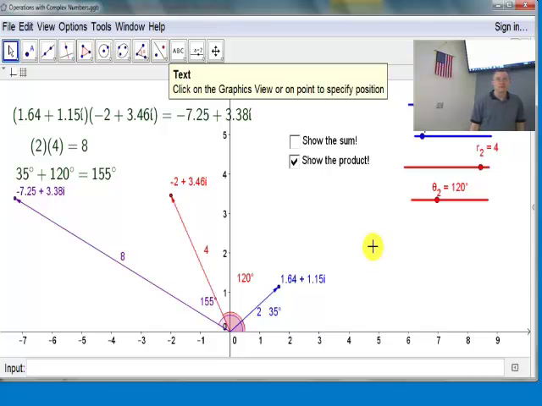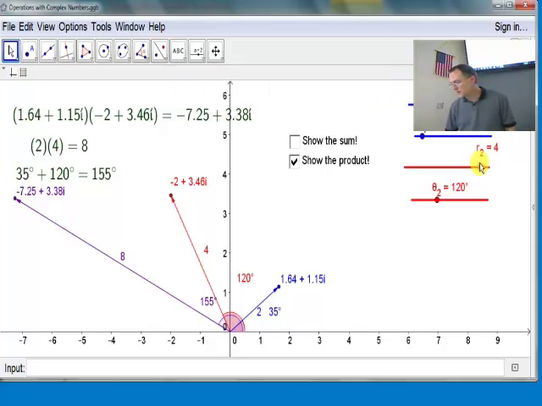And what about the angles? If we take this number, 1.64 plus 1.15i, which is 35 degrees away from the x-axis, and the 120 degree angle, and we multiply them together, the angle for the purple one is 155. How do you suppose it got that 155? What do you think? Added them. 35 degrees plus 120 degrees, 155. None of that's going to be on the test. Don't sweat that. I just think it's interesting to get the visual.